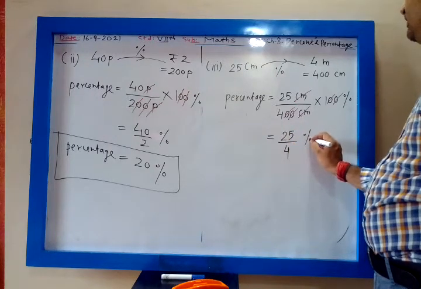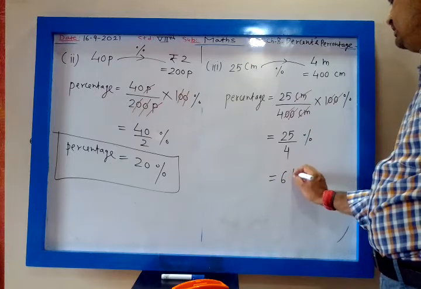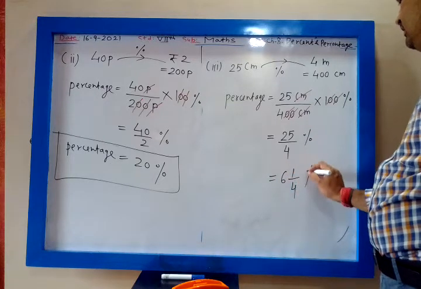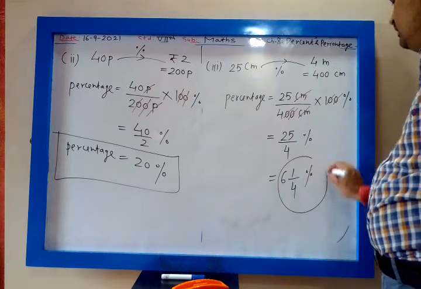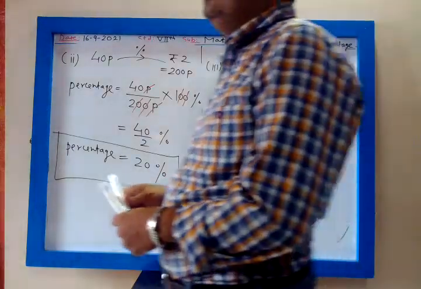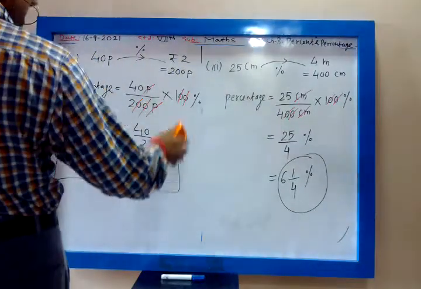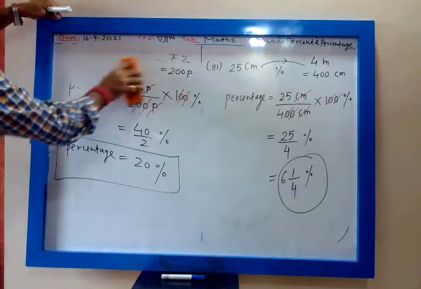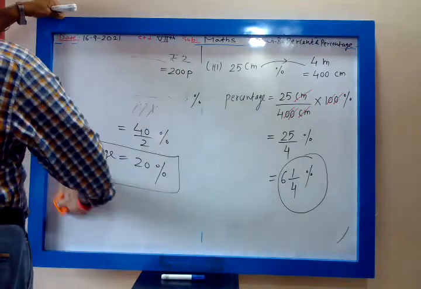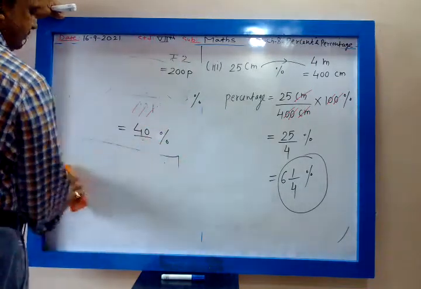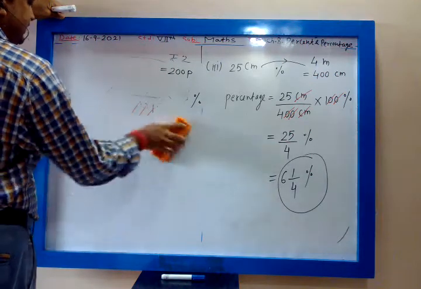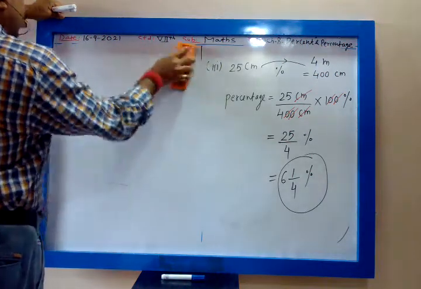Which you can write as 6 and 1 by 4%. Yes or no, my dear? Yes? So percentage is 6 and 1 by 4%. I think this method is more easier. There is no need to go for the unitary method. You can directly do it.